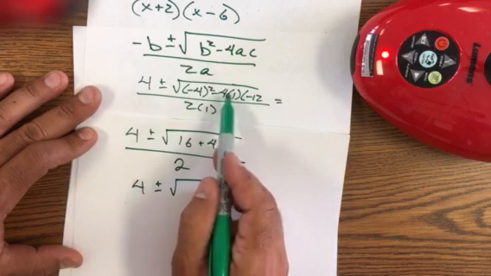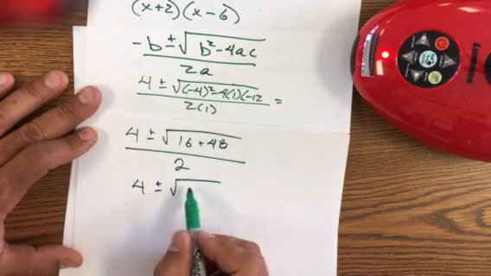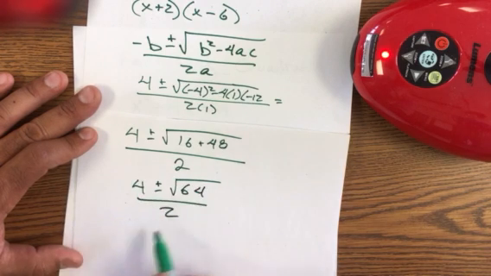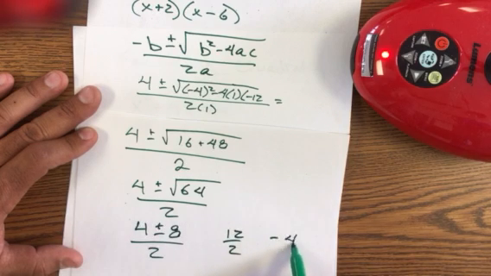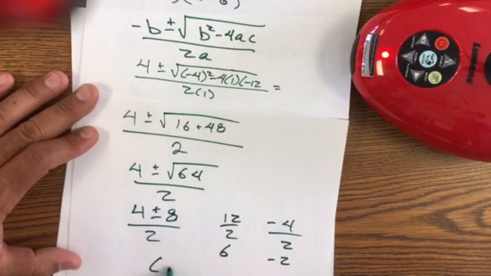Wait, is that 48? 16 and 48, yeah. Square root of 64 is 8. So 4 plus 8 is 12. 4 minus 8 is negative 4. 12 over 2 is 6. Negative 4 over 2 is negative 2. So that gives me the same values.